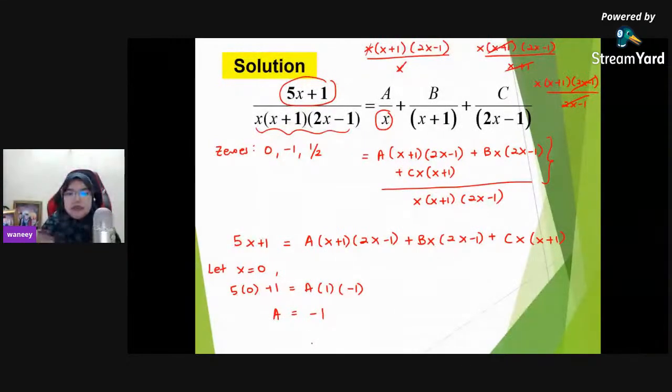And then of course, you can easily substitute with x equal to negative 1. So let x equal to negative 1. And then another one is let x equal to half. So nanti kalau ganti dengan half, yang ni akan dapat kosong. 2x minus 1 dapat kosong, depan pun dapat kosong. So boleh cari nilai C.